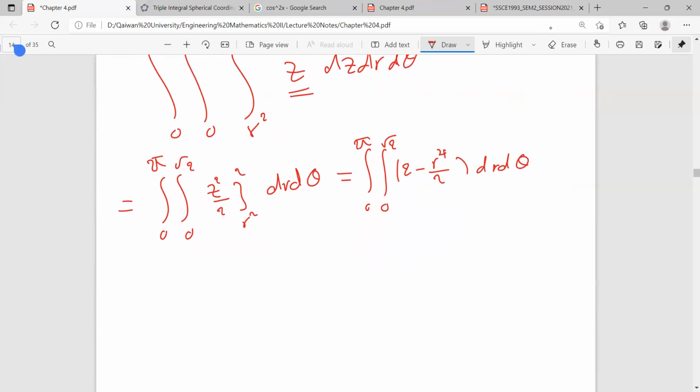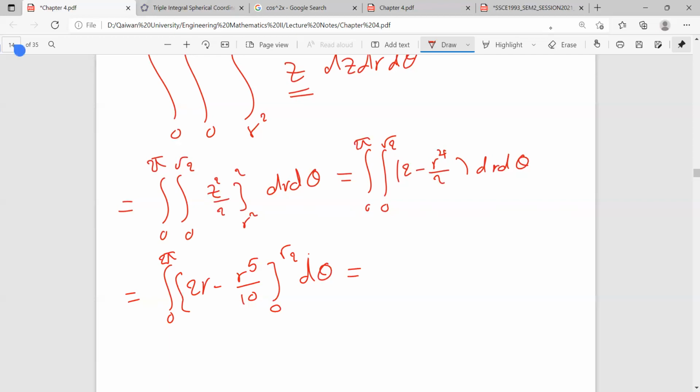Now we take an integration with respect to r. The integration of 2 minus r to the power 4 over 2 with respect to r is 2r minus r to the power 5 divided by 5, and you have 2 also, so it's 10, from 0 to square root of 2. Now we replace r by square root of 2 first, then by 0. When you replace by 0, both terms become 0 because in both terms you have r. This is d theta. We have only one more integration.